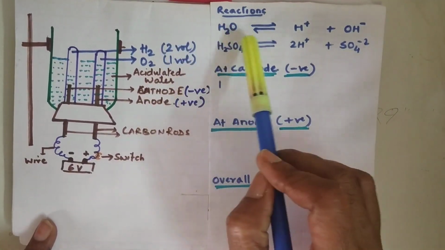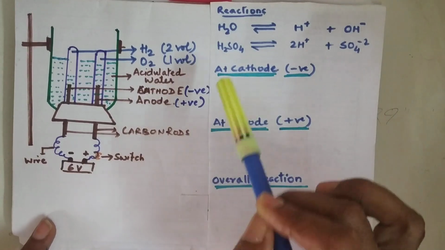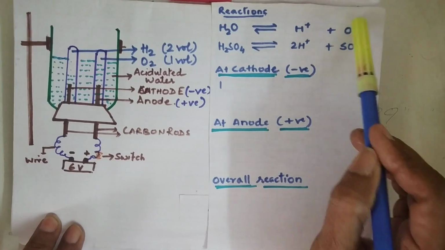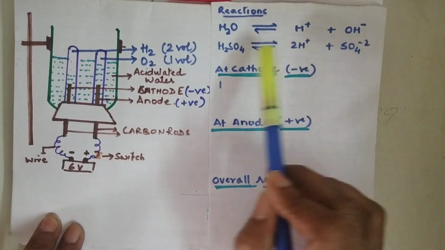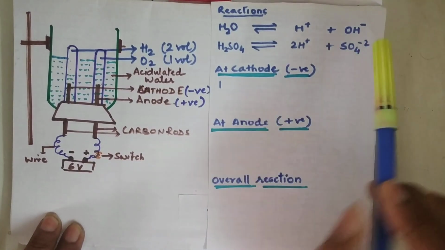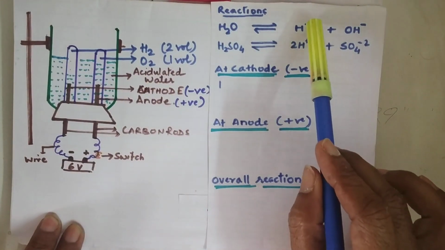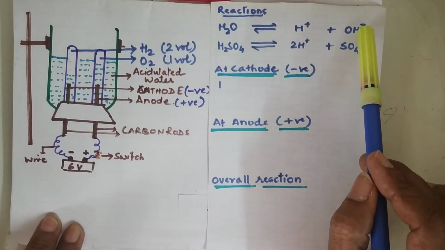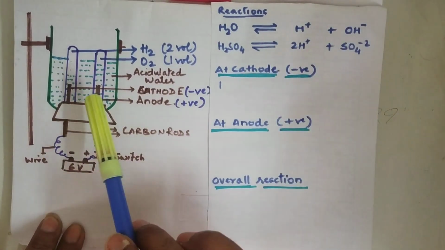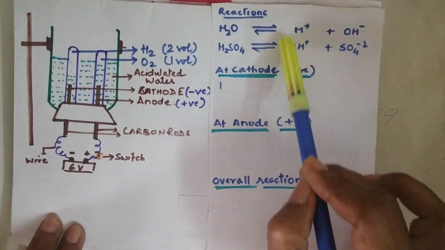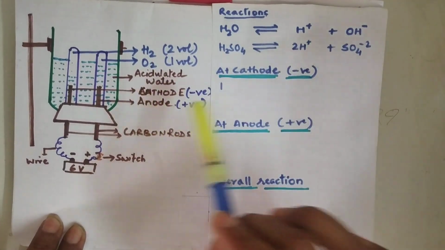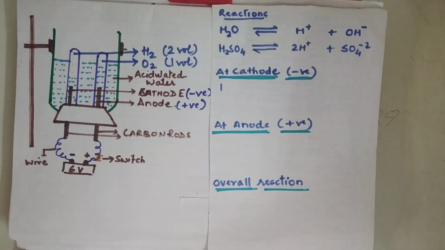When I pass electric current through this acidulated water, water will split up into hydrogen ions and hydroxyl ions, and sulfuric acid will split up into hydrogen ions, positive ions, and sulfate ions, the negative ions. So in this medium the positive ions are hydrogen ions and the negative ones are hydroxyl ions, you can also call them hydroxide ions, and sulfate ions. These ions will migrate toward the electrodes: the positive ions will migrate towards the cathode and the negative ions will migrate towards the anode. At the electrodes they will get discharged, that is, neutralized.